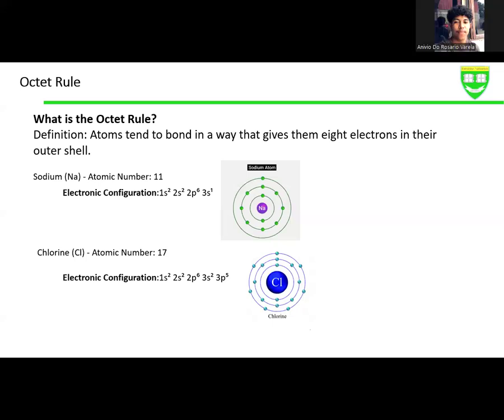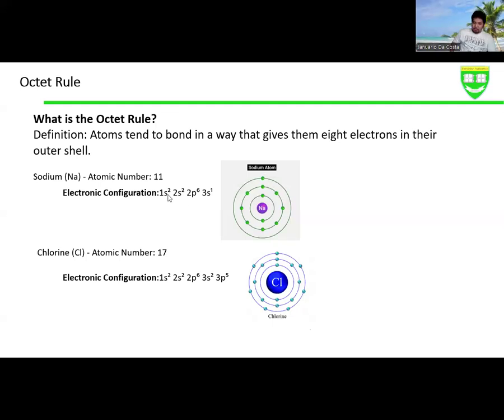For example, the sodium atom. No, that's the atomic number. The atomic number of sodium is 11. How many electrons are in the outer shell of a sodium atom? How many electrons? Thank you. It's 1, correct? It's only 1 electron here.